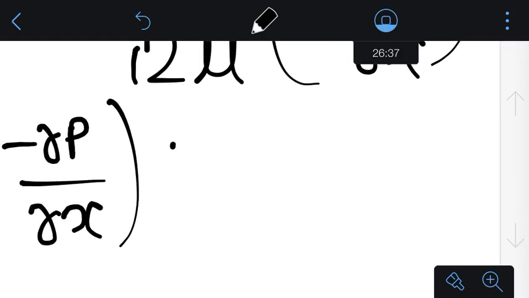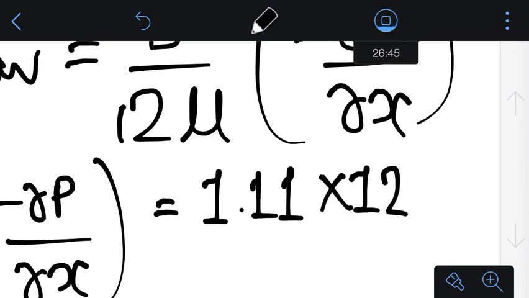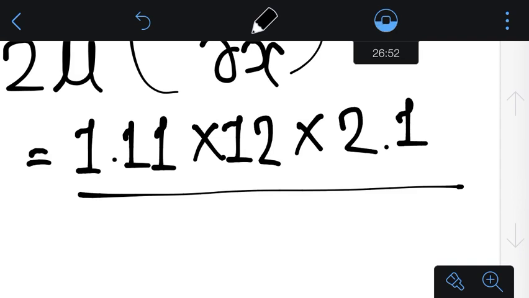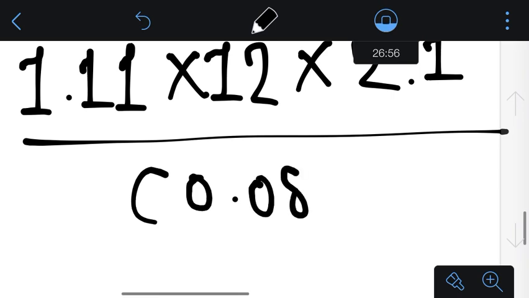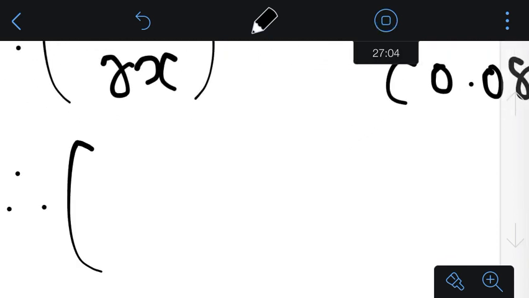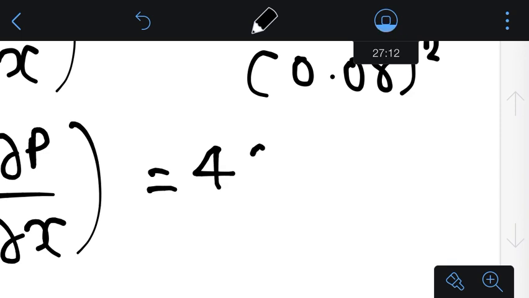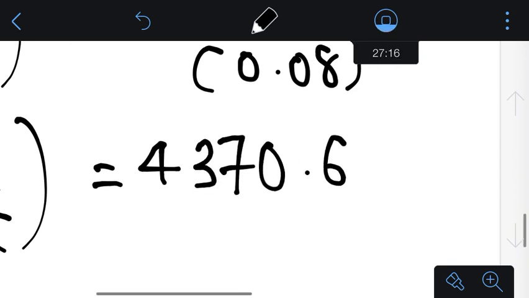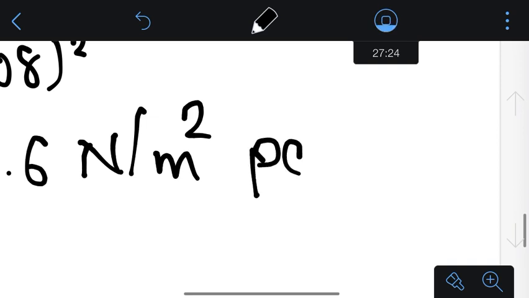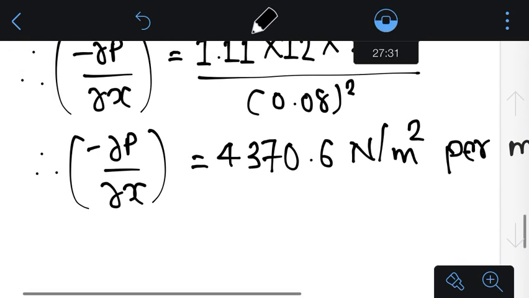So the term would be equal to u average 1.11 into 12 into mu, which is 2.1, divided by b square, that is 0.08 square. If you calculate this, your final answer for this term, minus ∂p/∂x, will be equal to 4370.6, and the unit for this would be Newton per meter square, which is nothing but per meter. And this is the pressure intensity, in other words. That's why the unit is per area, per meter square, right?